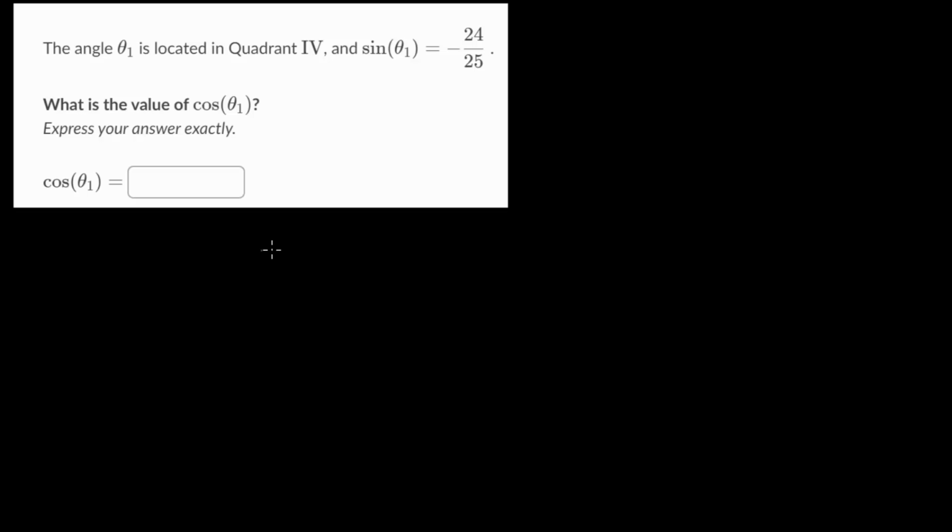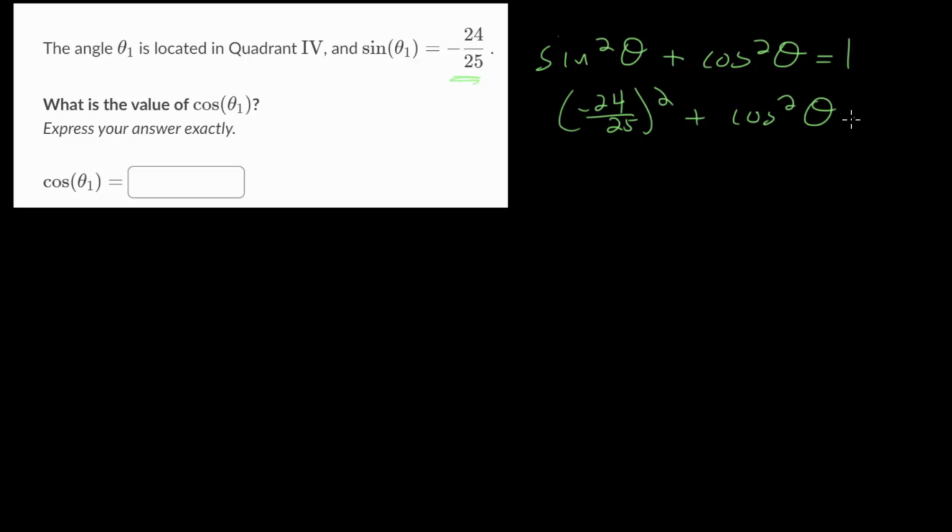In this video, I'd like to continue talking about using the Pythagorean trigonometric identity to solve various problems. In this problem, we have an angle located in quadrant 4, and we're told the sine value, and we need to figure out the cosine value.